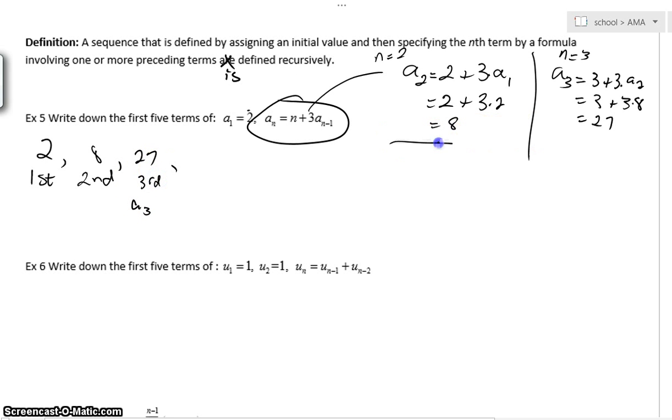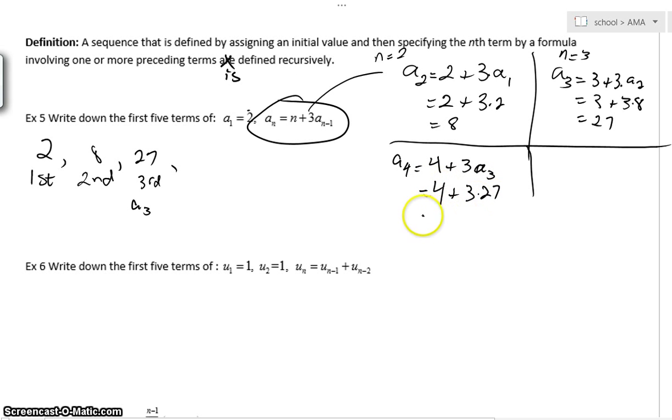We could take a look at our fourth term, a sub 4. With n equal to 4, we'd have 4 plus 3 times, well, we'd have a sub n minus 1. That's now the previous term, a sub 3. So 4 plus 3 times 27. 3 times 27 is 81. 81 plus 4 is 85. And we can proceed in this way.